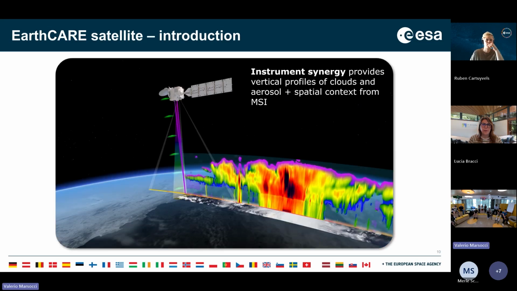And yeah, one strength of EarthCARE is that it has these multiple instruments. So from the synergy, because some instruments measure, for example, precipitation very well, and then ATLID measures the cloud type very well. And then the synergy can give us a really detailed view of clouds and aerosols, plus the spatial context that we get from the imager, like in the horizontal.